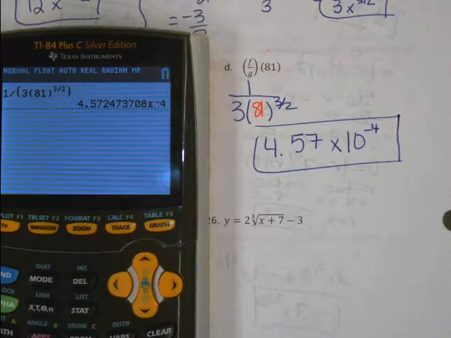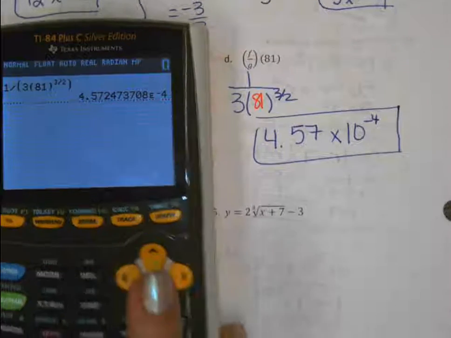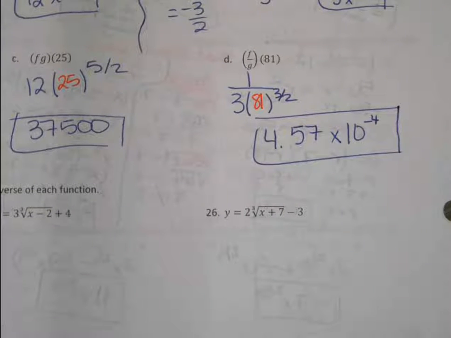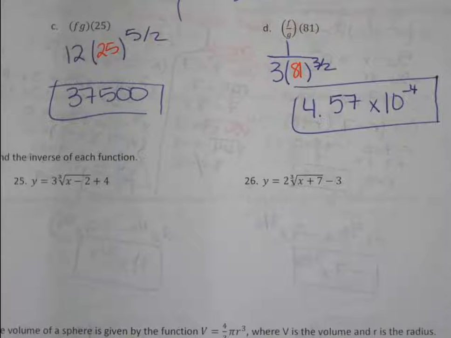But on the test, you shouldn't get a number like this. If you do something wrong, it should be a fraction, but it should be a nicer decimal. Okay. Questions on C or D? Okay.